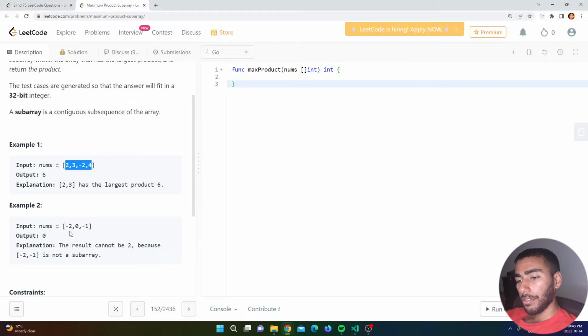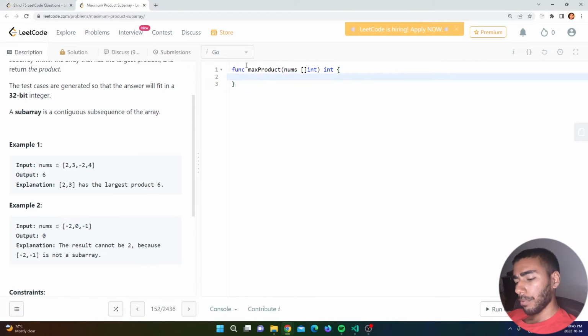And over here, this one's interesting. So all of these numbers are negative except for this one over here, which is 0. So the output is 0, because -2 plus 0 is still -2, and -2 plus -1 is -3.